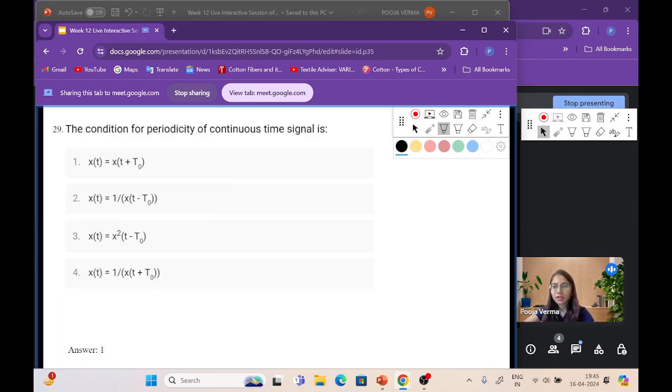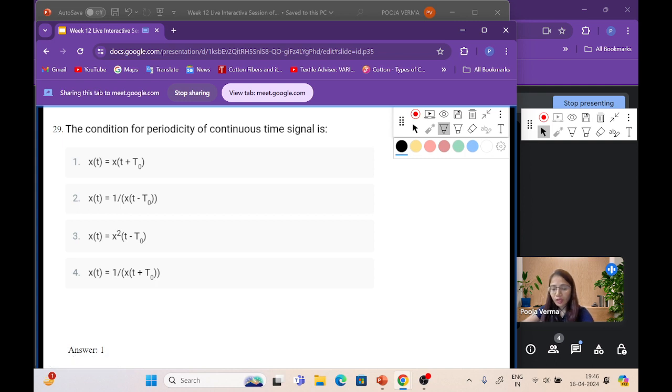The next question is: the condition of periodicity of a continuous time signal is? What is the periodicity condition for a continuous time signal? Option 1 is x(t) equal to x(t plus t naught). Option 2 is x(t) equal to 1 by x(t minus t naught). Option 3 is x(t) equal to x square (t minus t naught). Option 4 is x(t) equal to 1 by x(t plus t naught).